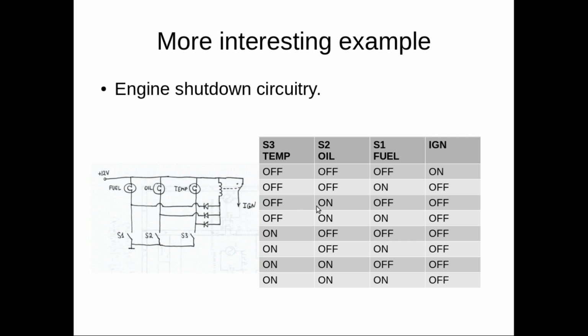We will have to go line by line through all the truth table and fill in the ignition wire status. When we are done, we will quickly realize that this circuit is working correctly, because the only time the ignition wire has a status on is when all the lights are off.